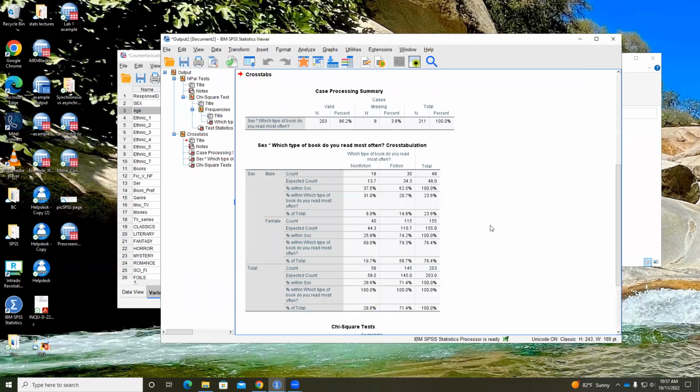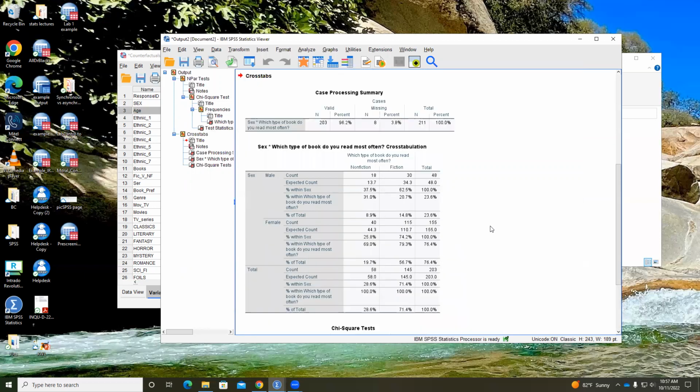Okay, so here is the output. First we can see our summary. There are 203 people total, and 8 cases were missing. Then we can see over here, we have sex by row, male versus female, and then the columns are which type of book do you read most often, nonfiction and fiction.